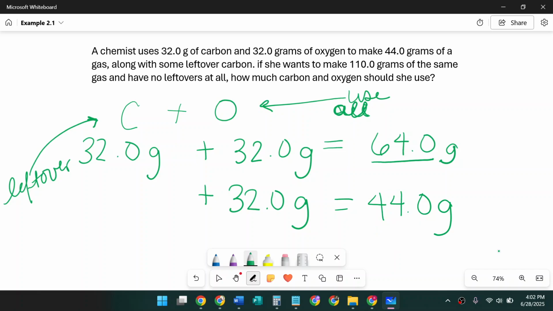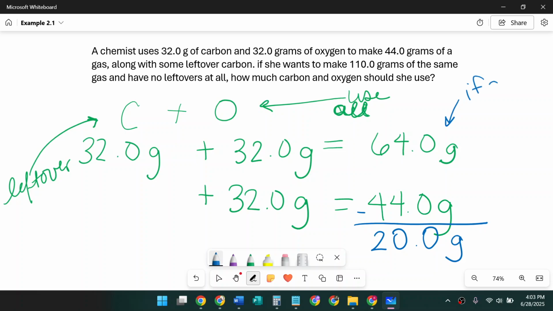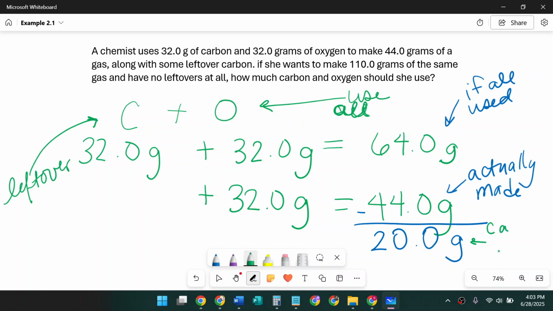Because the book has you subtracting these, that's the way we're going to do it. So if you subtract these, this is an easy one, so we're not going to pull out the calculator. You get 20 grams. This is if all was used. This is what we actually made. And then this is the carbon not used, or in other words, this is our leftover.